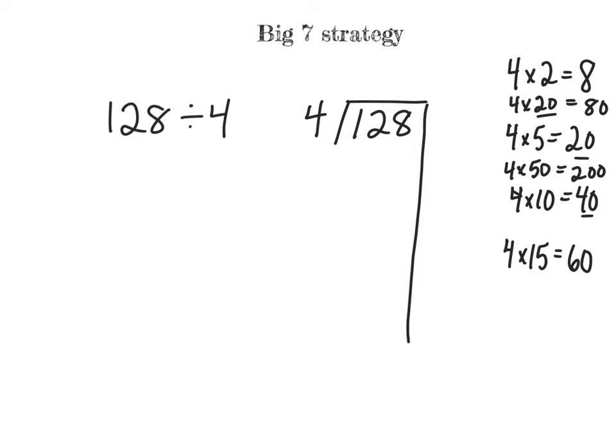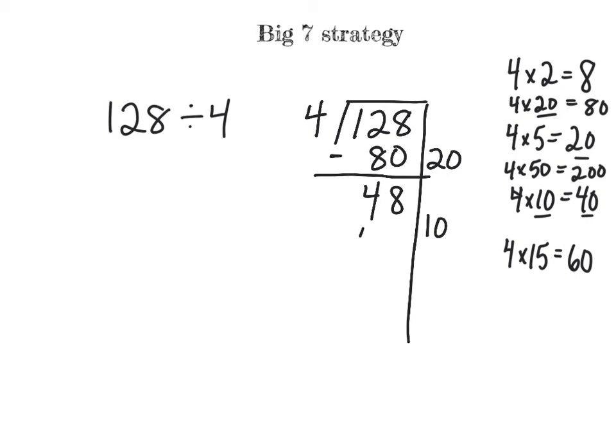So I'm going to use 20, and I put that on the outside of my 7, and now I do my multiplication. 4 times 20 is 80, and now I'm going to subtract, which is 48. The next step is to think 4 times what number gets me close to 48 without going over. If I look at my menu, 4 times 10 is 40. That gets me pretty close to 48, so I'm going to use my 10.